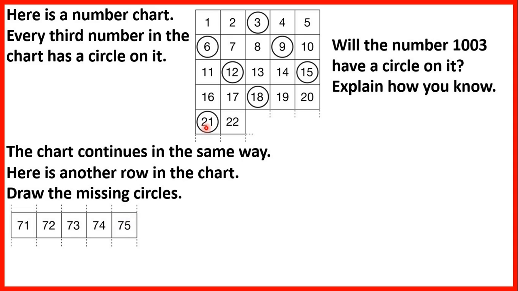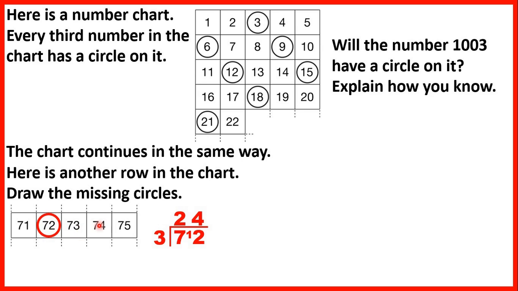So remember, the circles need to be around numbers that are multiples of 3, numbers in the 3 times table. So to see whether a number is a multiple of 3, we can divide it by 3. And then if we don't get a remainder, then we know that it is a multiple. So 72 divided by 3 is 24. That means 24 times 3 is 72. So 72 is in the 3 times table. So we need to circle 72.